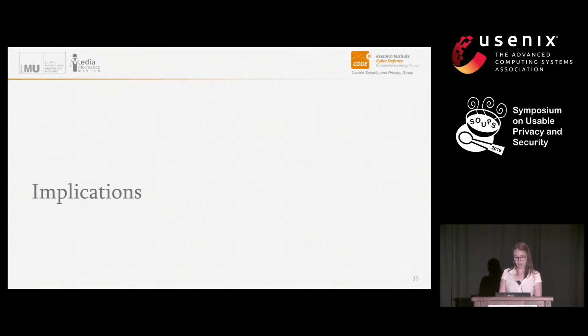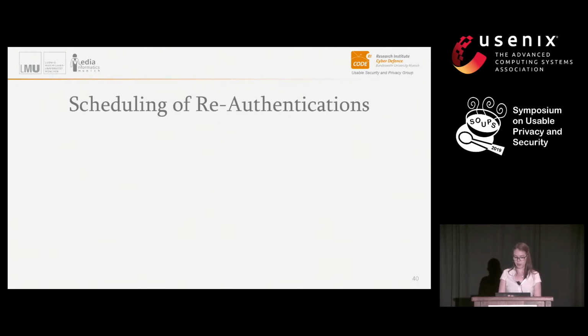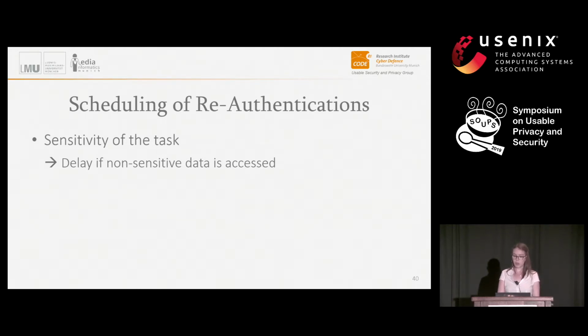Now the final implications of our work. In summary, we derived three main design recommendations regarding the scheduling of re-authentications. The first one is to consider the sensitivity of the task. So if accessing non-sensitive data, for example, while reading, a re-authentication could be delayed or triggered when the task is finished. But while accessing sensitive data, for example, a banking app, an immediate re-authentication should directly restrict further access to avoid unauthorized access.